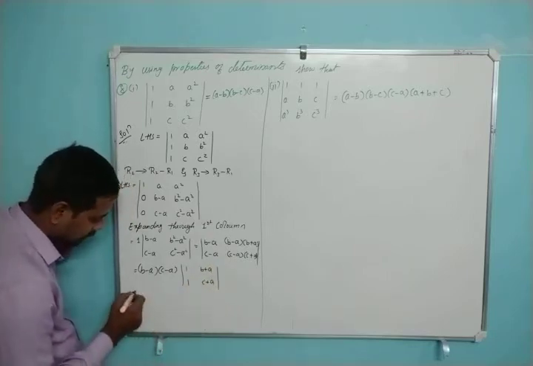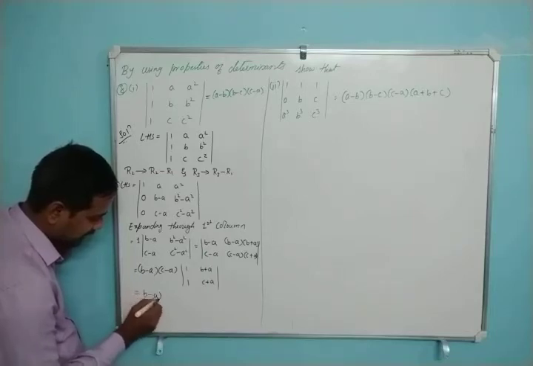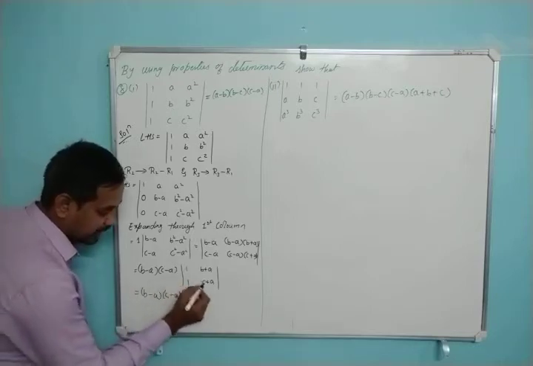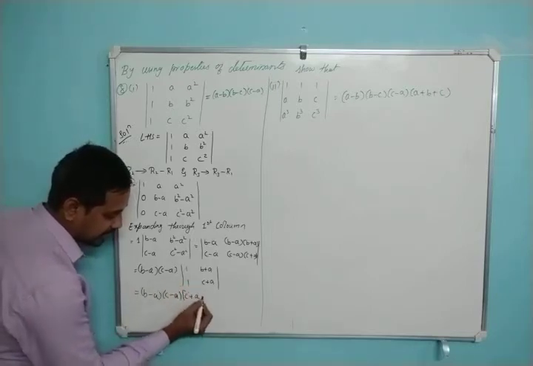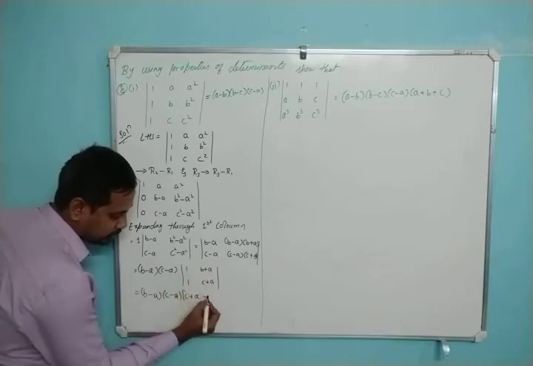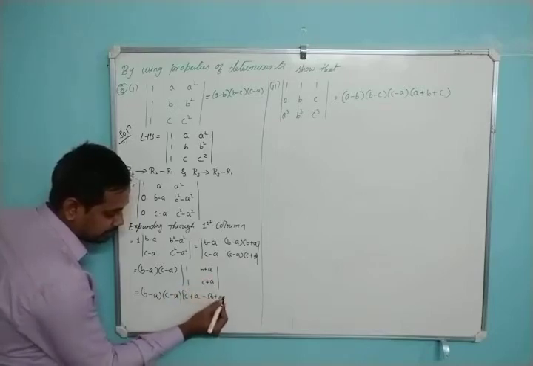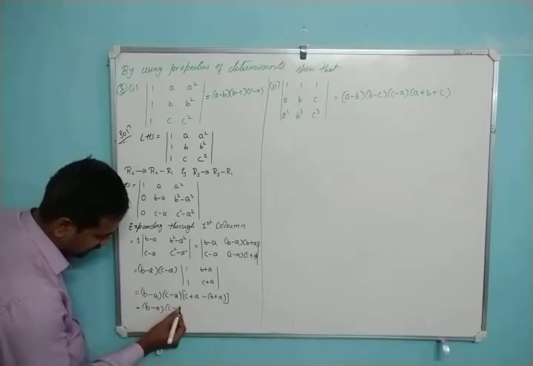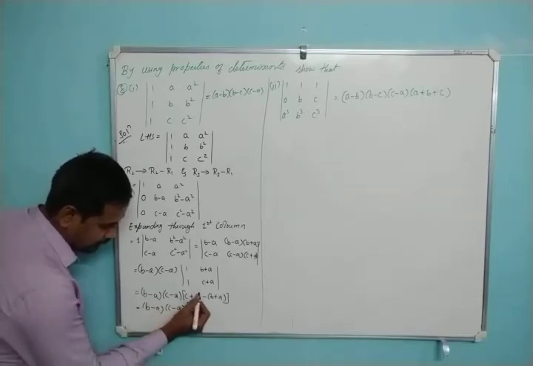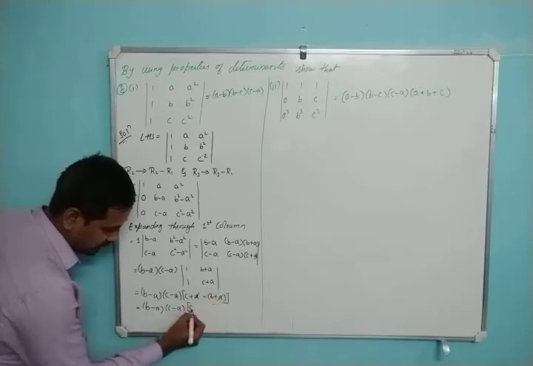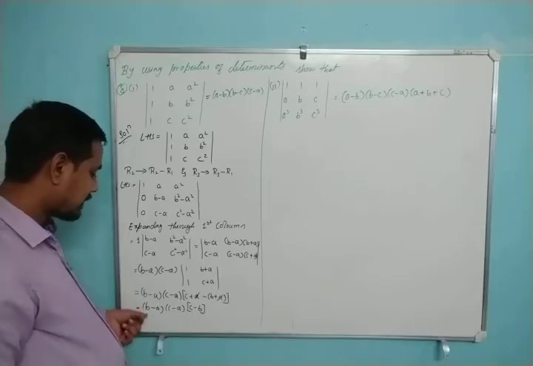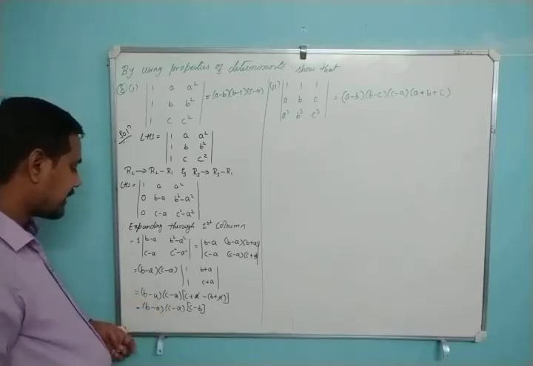Okay. So now this can be written as b minus a, c minus a. If I expand this determinant, 1 into c plus a, that is c plus a, minus 1 into b plus a. So that becomes b plus a. So b minus a into c minus a, right? So plus a minus a cancels. So what remains? c minus b, right? So b minus a, c minus a, c minus b.